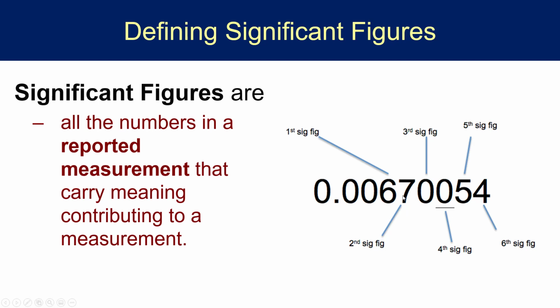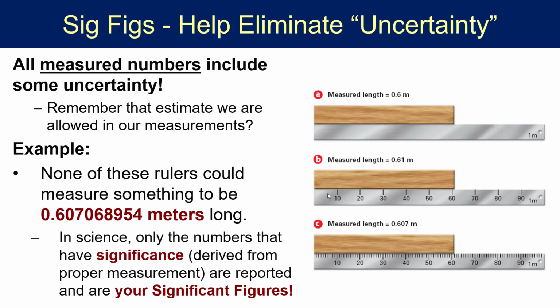I guess we got to get into what made these zeros significant, but yet these zeros not significant, and that's part of what we're going to be concentrating on in this video. To help set the stage for this, what you guys need to remember is that all measured numbers will always include some uncertainty. Remember that we were able to make an estimate based on one place beyond what we were sure of with the measuring tool.